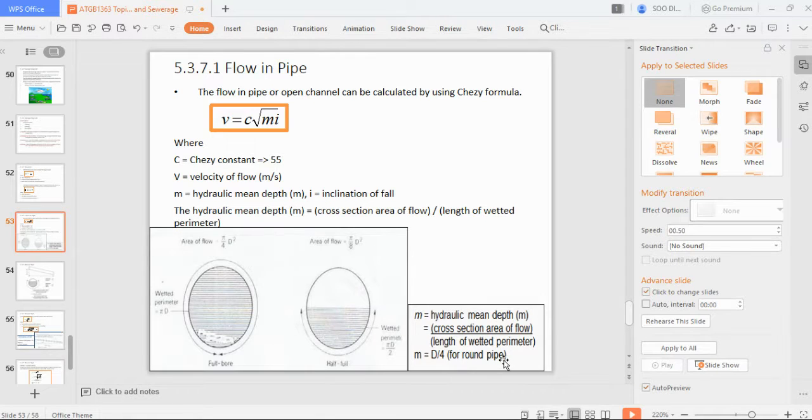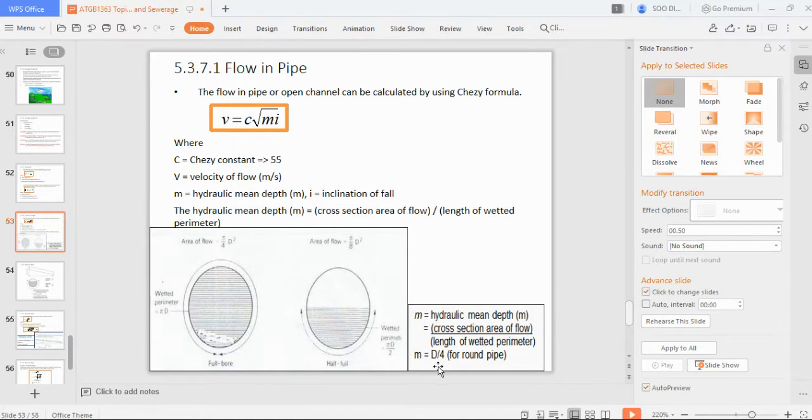In the case of a round pipe, you can always assume M is equal to D over 4. In a full bore, you use the area of flow divided by this wetted perimeter parameter. And in a half full pipe, you use the area of flow divided by half the length of this parameter, which is this. If you calculate it out, this divided by this and this divided by this is actually the same, because here both the perimeter is full, and here the perimeter is only half while the area is only half.